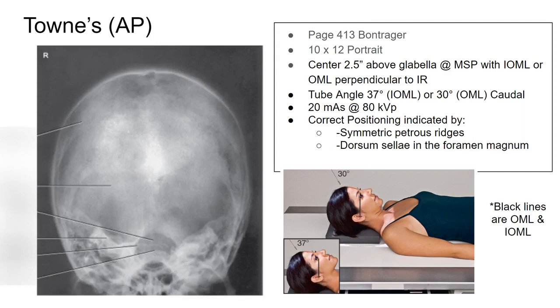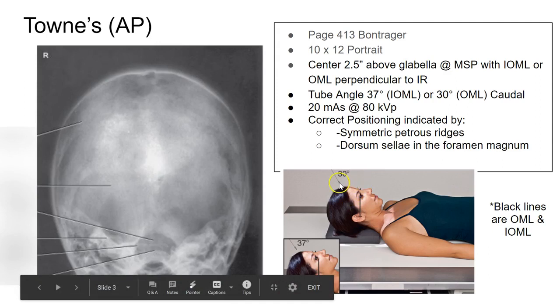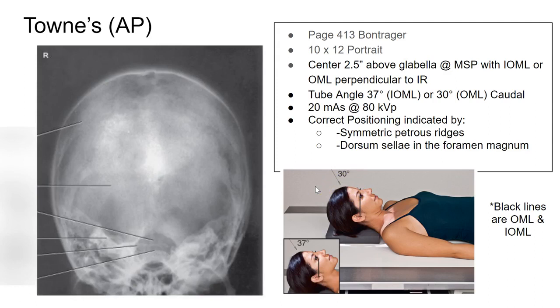If you use OML perpendicular, you can use a 30-degree caudal tube angle. You're going to center 2.5 inches above glabella. If you have to use IOML, you're going to use a 37-degree caudal tube angle. What does that tell me, by the way? That tells me that there's a 7-degree difference between the outer canthus and the bottom of the orbits. So just keep that in mind as well. We're going to use 20 mAs at 80 kVp approximately.